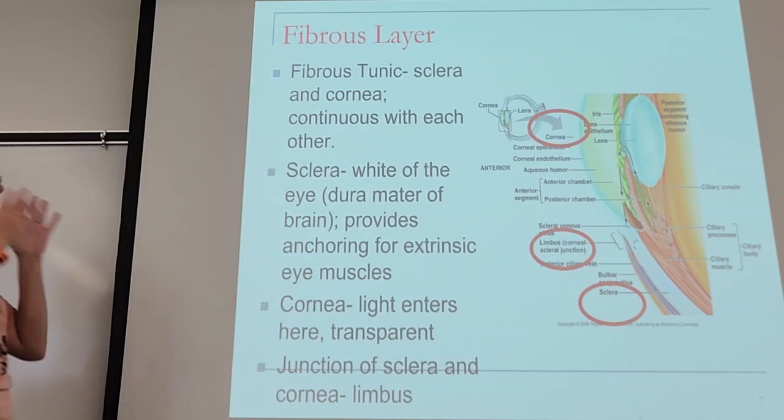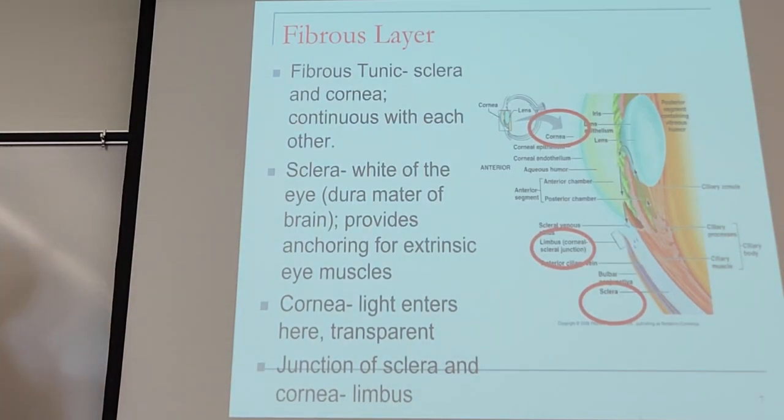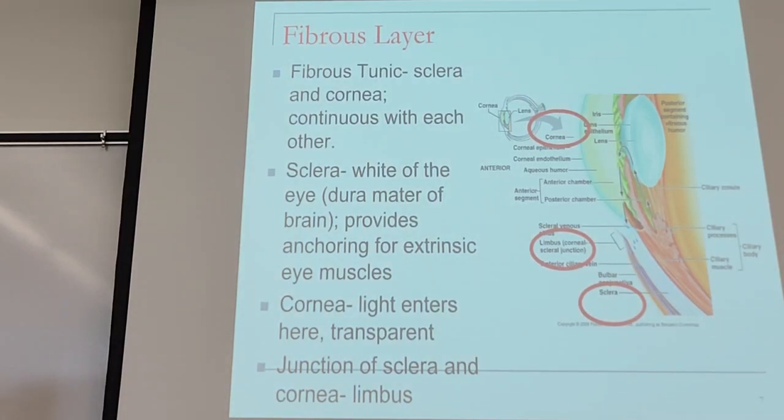Let's talk about the different layers first. The cornea and the sclera, which is the most superficial layer, are continuous with each other, and that makes up the fibrous tunic. Okay, fibrous connective tissue. Now on top of that, you've got your mucous membrane, to protect yourself against the elements from the outside.